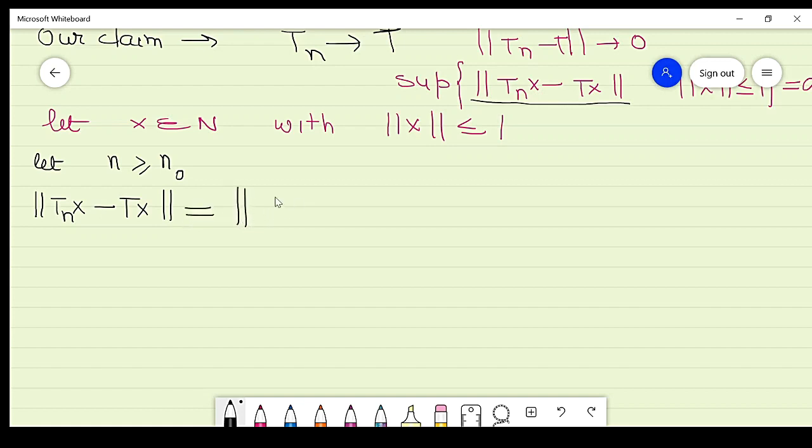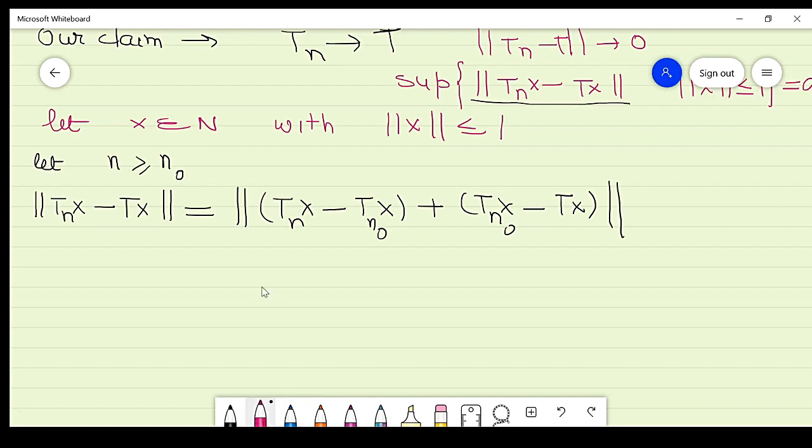So this can be written as Tnx. Here I can also take the value of m or any other value. So I take n0. So this is Tn0x plus Tn0x minus Tx, and this is a norm. By using the triangle inequality, this is less than or equal to the norm of Tnx minus Tn0x plus the norm of Tn0x minus Tx. So this is the value that we find.